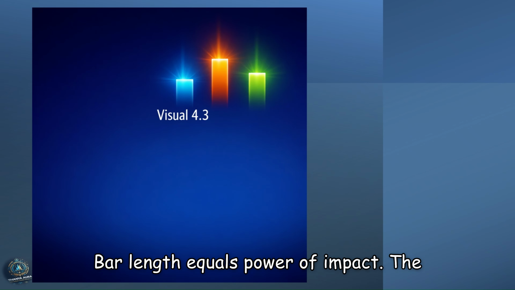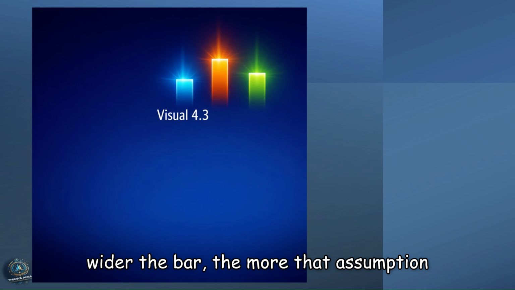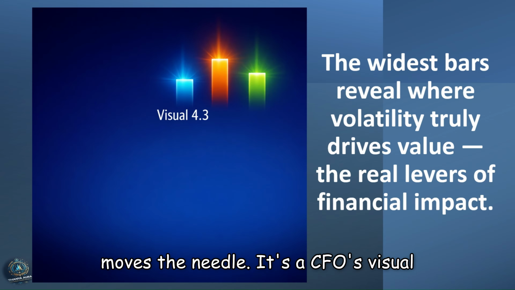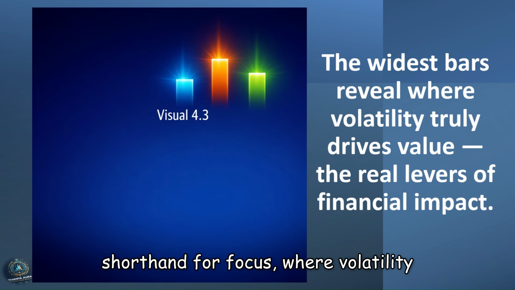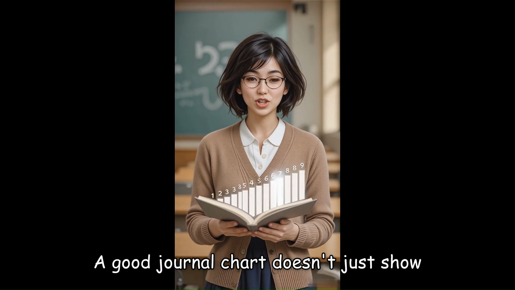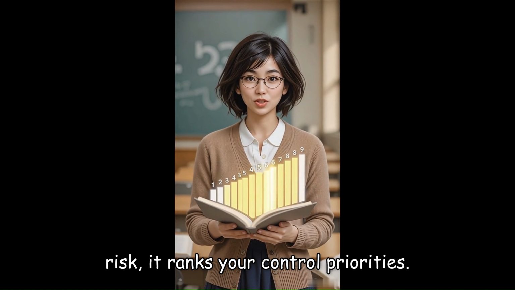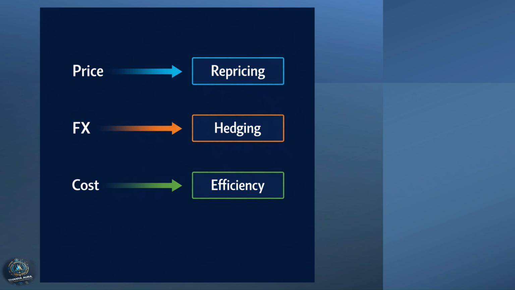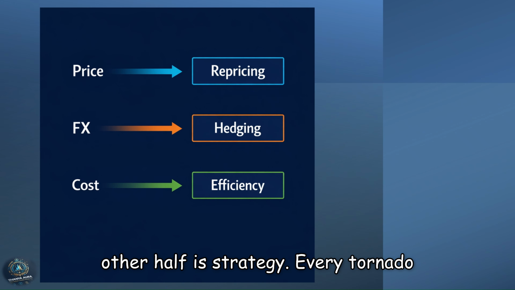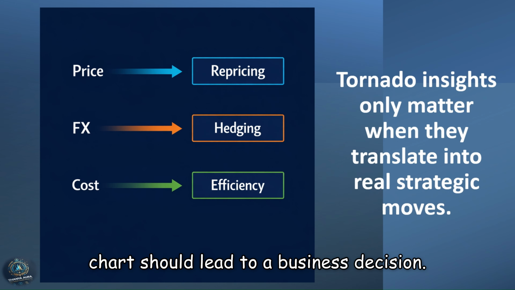Bar length equals power of impact. The wider the bar, the more that assumption moves the needle. It's a CFO's visual shorthand for focus, where volatility translates to value. A good tornado chart doesn't just show risk, it ranks your control priorities. Numbers are only half the story. The other half is strategy. Every tornado chart should lead to a business decision.